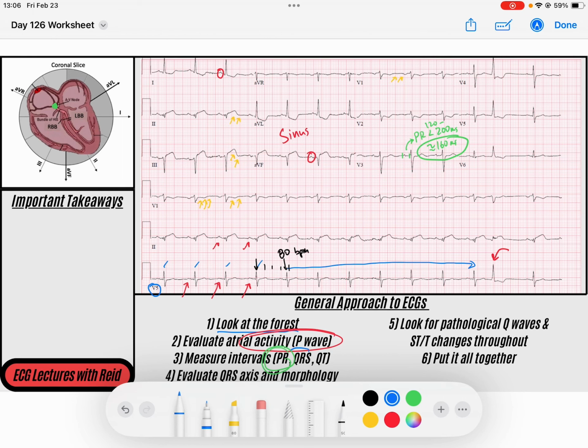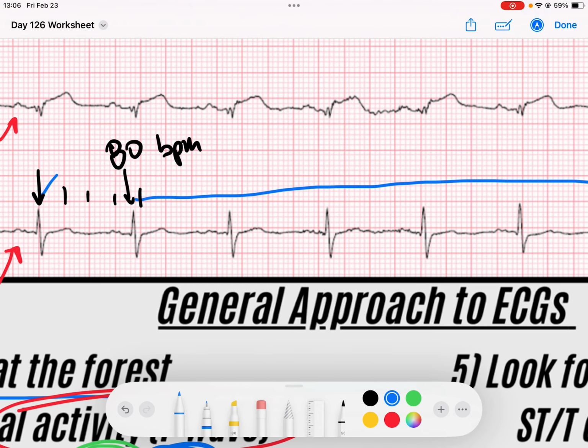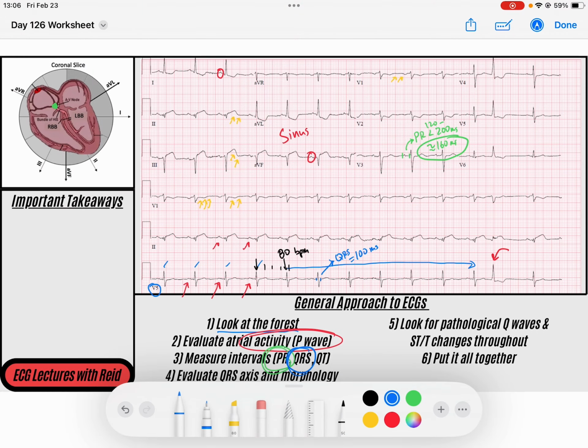Next thing I have is my QRS complex. My QRS is narrow, right? If I look at the duration of my QRS, we'll say maybe 100 milliseconds, like maybe 2.5 small boxes, that's normal. My QRS is narrow and it is upright in lead 1, but it's negative in aVF. Tells me it's going away from aVF, but towards lead 1.